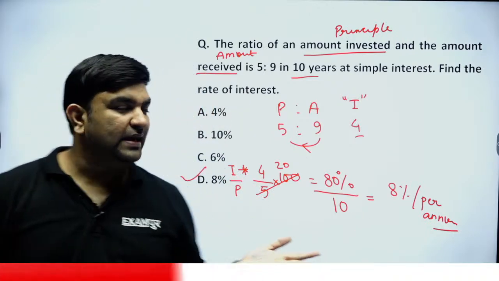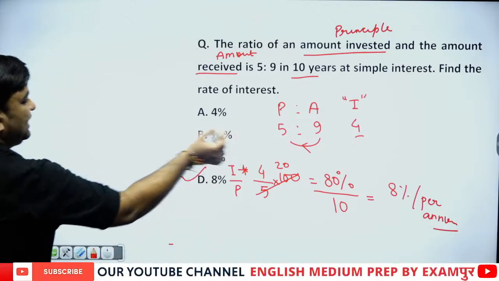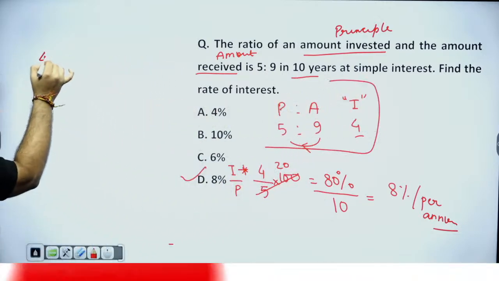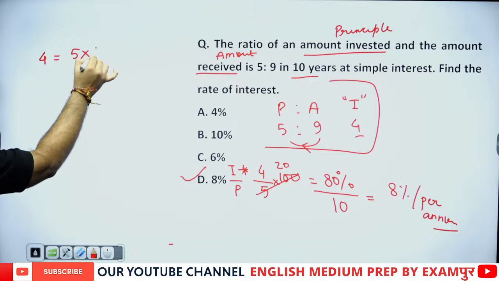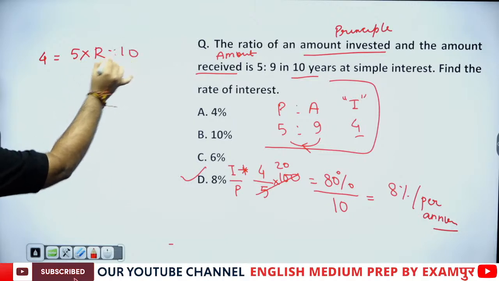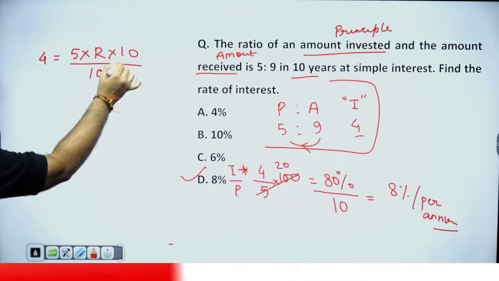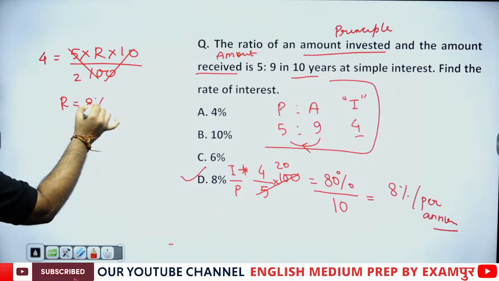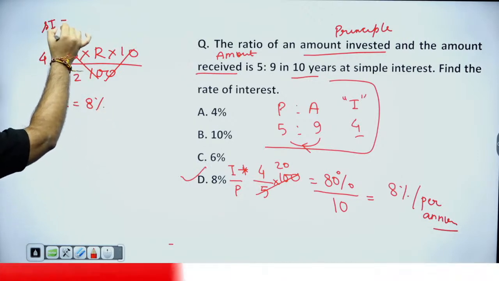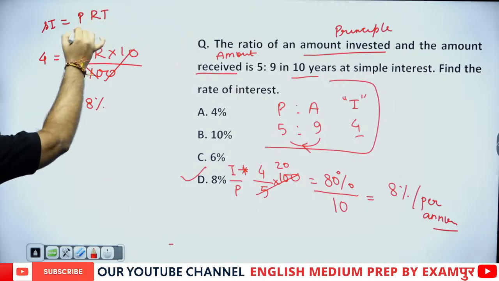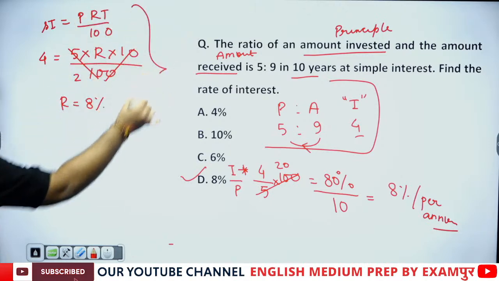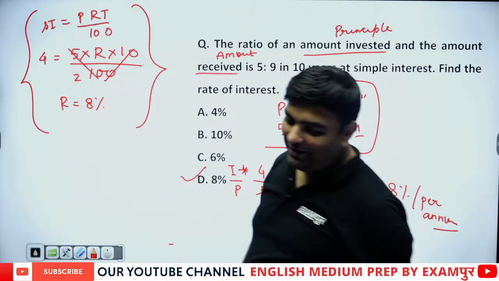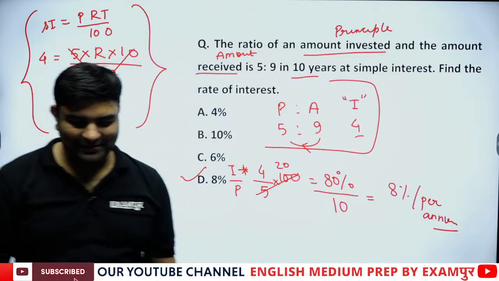Those who are very basic can also do it like this: interest of 4, principal of 5, rate I want to know, time is 10, divided by 100. Rate is 8%. If you do it by this formula as well, I will never mind it.